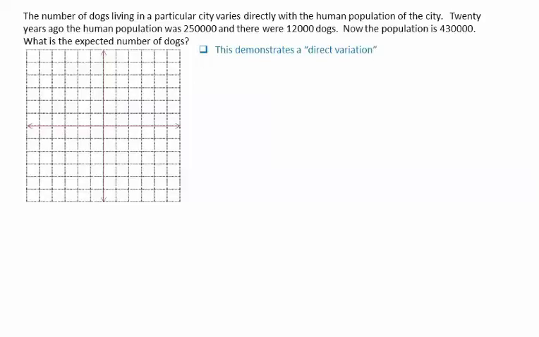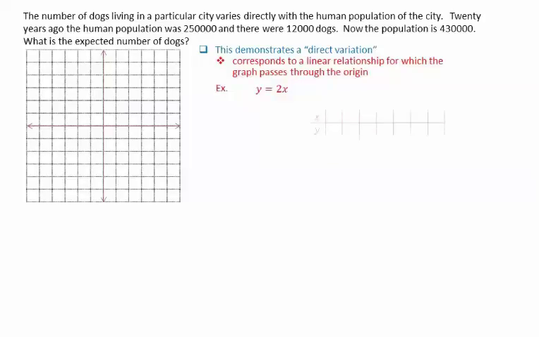This situation demonstrates something called a direct variation. This corresponds to a linear relationship for which the graph passes through the origin. As an example, consider the equation y equals 2x. We can graph this equation by simply making a table of values.